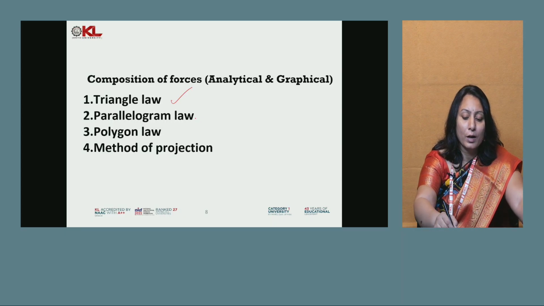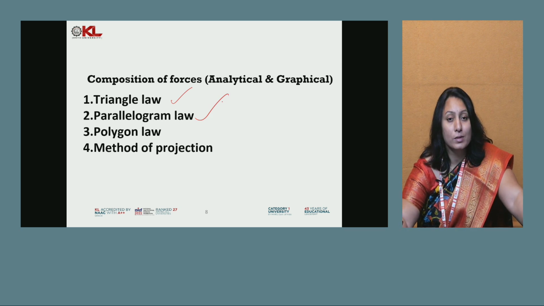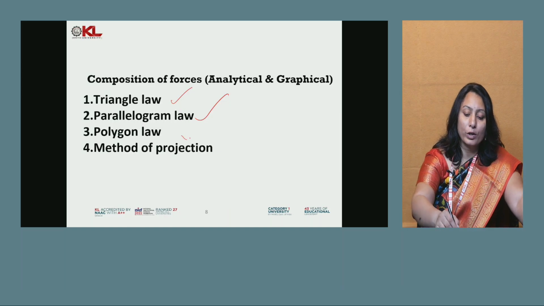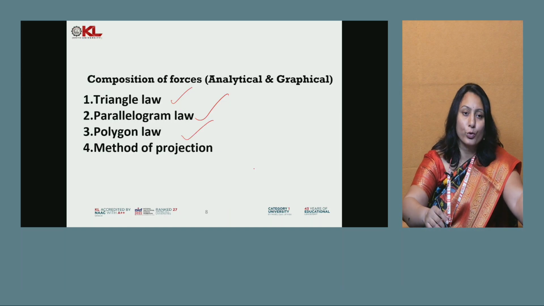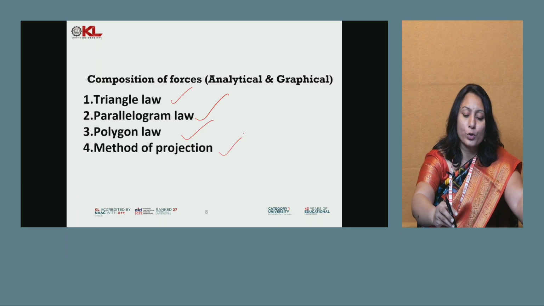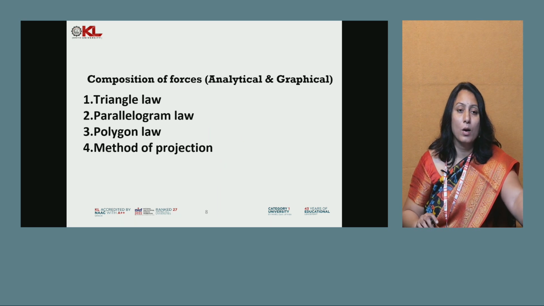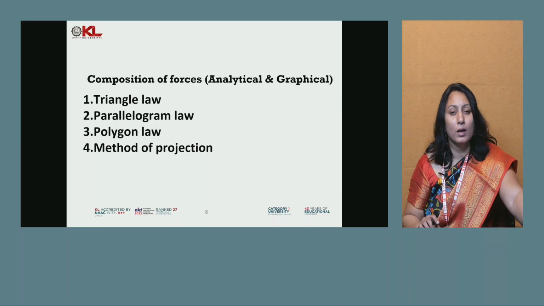So triangle law and parallelogram law have limitations. They can be applied to only 2 forces. They cannot be applied to more than 2 forces. And polygon law can be applied to n number of forces. And method of projection is also for a maximum number of forces. Now let us see what is triangle law and what is parallelogram law.